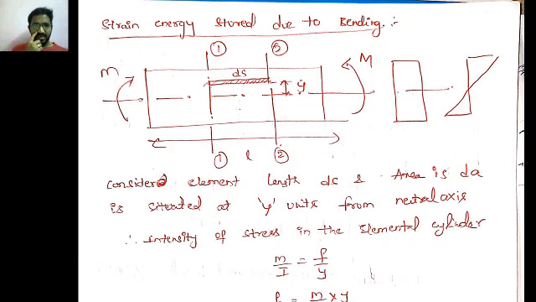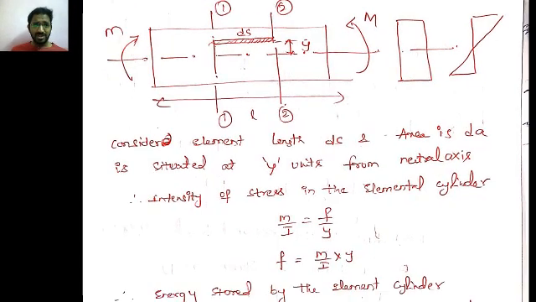The basic formula in strength of materials, which everybody knows, is the bending stress formula. What is the bending stress formula? M by I equals F by Y equals E by R. That is the shortcut form, so you should remember it. But here I am taking M by I equals F by Y, where F stands for the bending stress. When you rearrange, the bending stress equals M by I into Y.